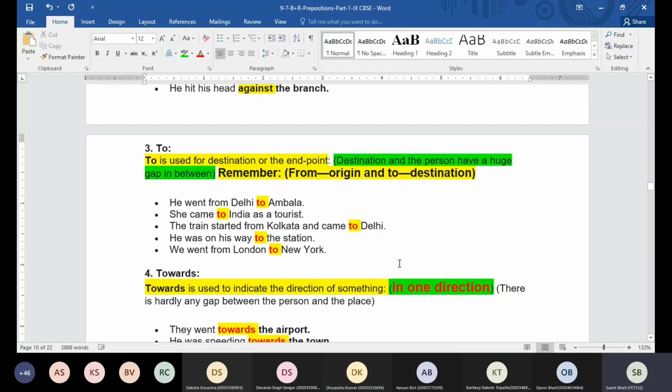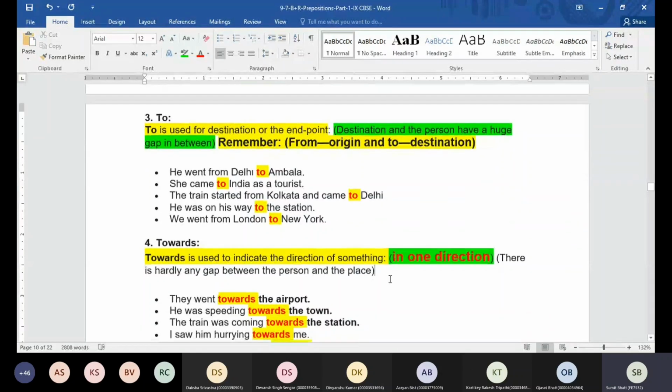Suppose somebody calls you and you are near the airport. You are at the taxi stand, and then you're going in a straight way to the airport. We can say "to the airport" when there is a huge gap between two things. But if you want to say that there is hardly any gap between you and the airport, you are at the taxi stand and in front of you there is the airport, you can say I'm going towards the airport, or I went towards the airport, or they went towards the airport. So "towards" means in one direction.